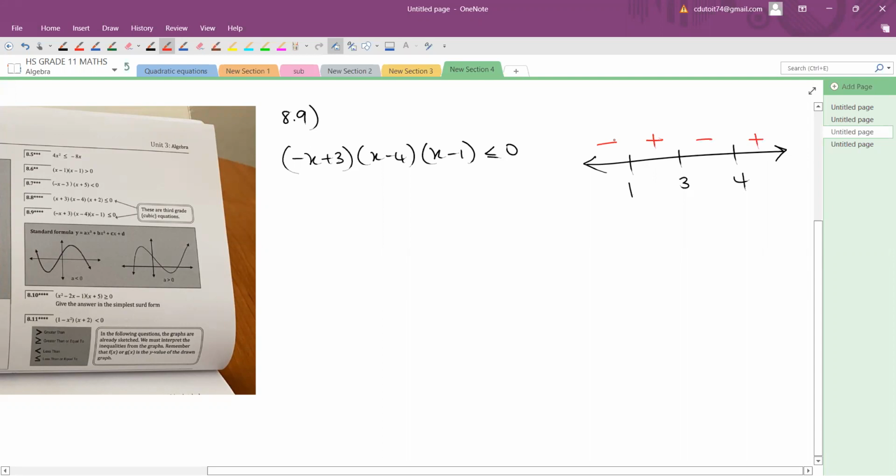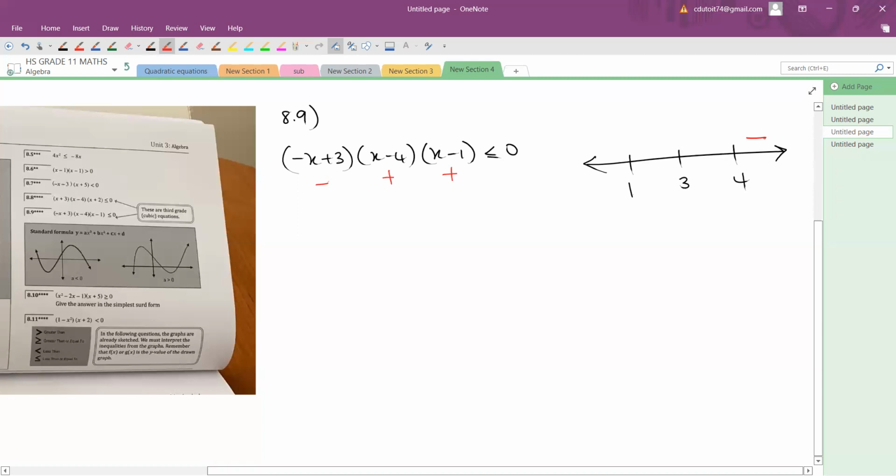You can test it. Put in any value larger than 4, like a 10. Oh, we have a problem. We have a -x, we have to test that. So let's just get the first one. Let's put in any value larger than 4, like a 10. If I put a 10 in here, I get a minus. If I put a 10 in here, I get a plus. If I put a 10 in here, I get a plus. A minus times a plus is a minus.